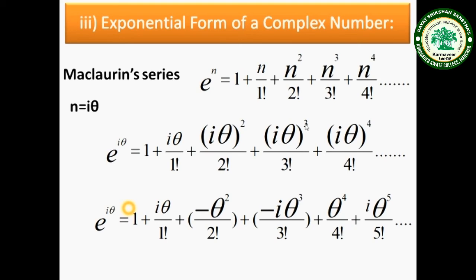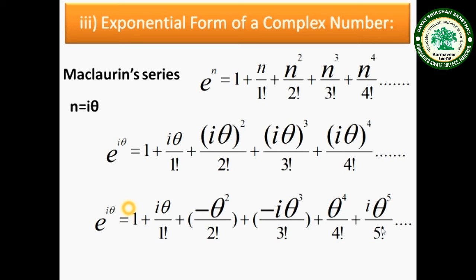At the place of i cube, we have written minus i, because i cube can be written as i square into i, that is minus of i, into theta cube upon 3 factorial. Now this term, that is the 4th power of i theta, we have written as i to the power of 4, that is i square into i square, or minus 1 into minus 1 will give us plus 1. So plus 1 will give us this term theta to the power 4 upon 4 factorial. The next term will be i theta to the power 5 upon 5 factorial, and so on.